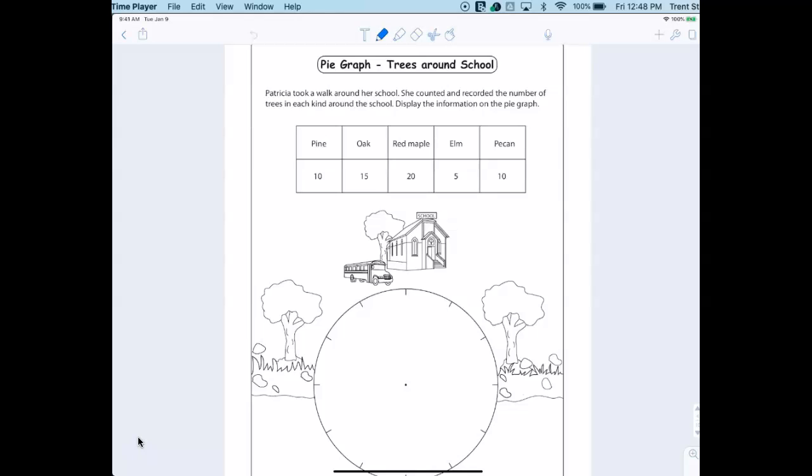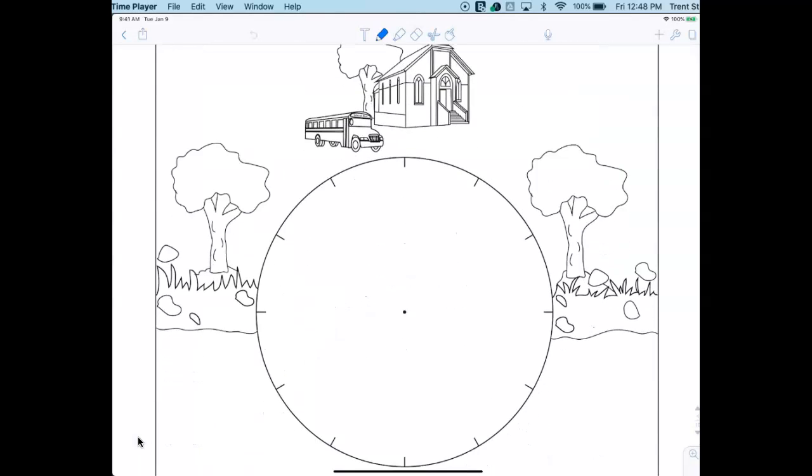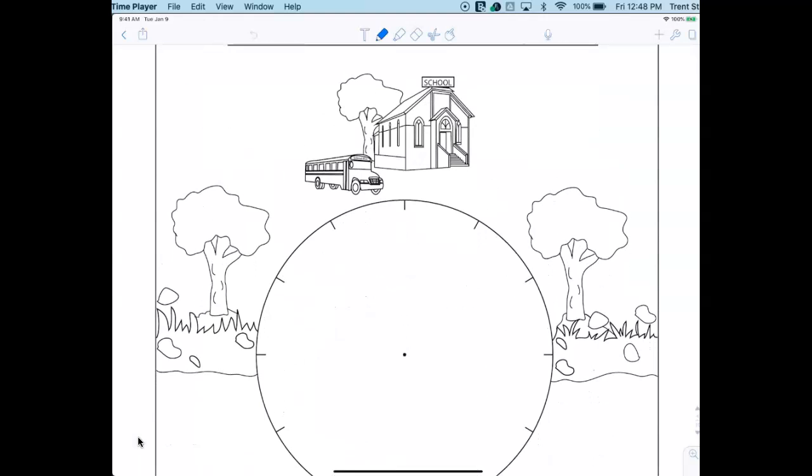So first of all, tell me how many trees are there altogether? 60. So there were 60 trees. The first thing I want everybody to do is write a total of 60 down. The total is 60. I personally think the easiest thing to do is to operate with fractions.